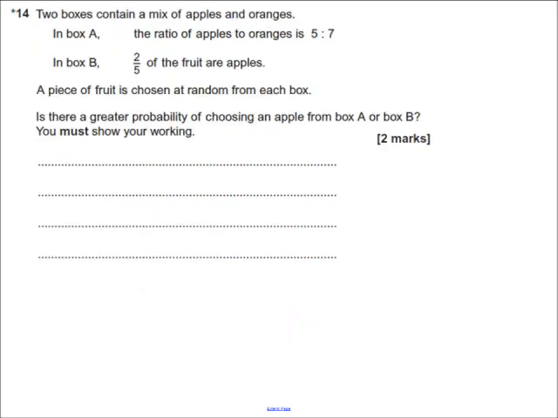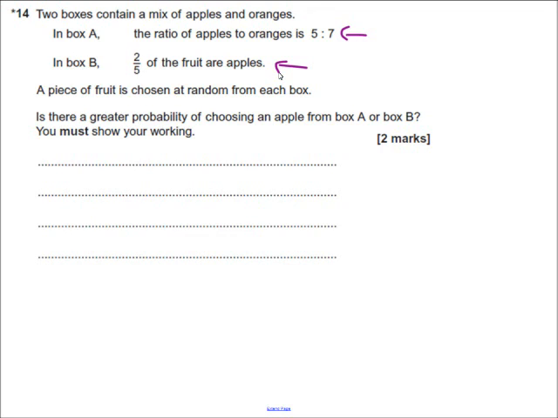Question 14 is asking us about ratios and boxes with apples. In box A we have a ratio of apples of 5:7, and in box B it's telling us as a proportion that 2/5 of the fruit are apples. So really what we're comparing is a ratio to a proportion, and they want to know that you understand how to compare a ratio and a proportion and put them in the same format.